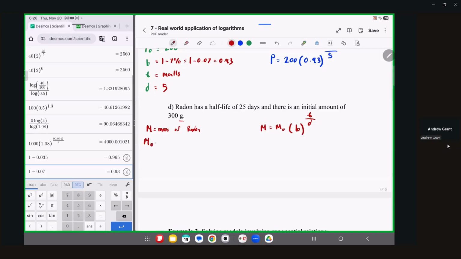So M is going to be the mass of radon. M sub 0, how much do we start with initially? Well, it's 300. B.